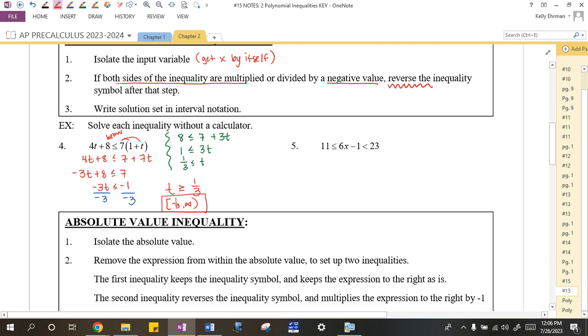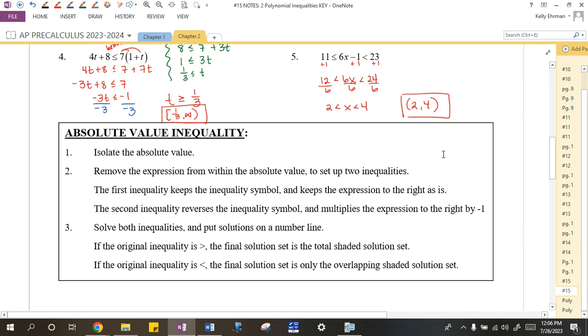If you have a double inequality that you're solving by hand rather than graphing, so when does 6x minus 1 fall between 11 and 23? When you isolate the x, the first step would be add 1. You're doing that to both sides. So now it's 12 is less than 6x, which is less than 24. When you divide by 6, that happens to both sides as well. 2 is less than x, which is less than 4. In interval notation, x is anything between 2 and 4. You can always verify these by graphing, by checking in your graphing calculator. There are more steps if we have an absolute value inequality.